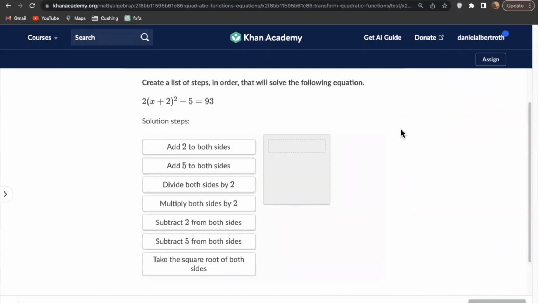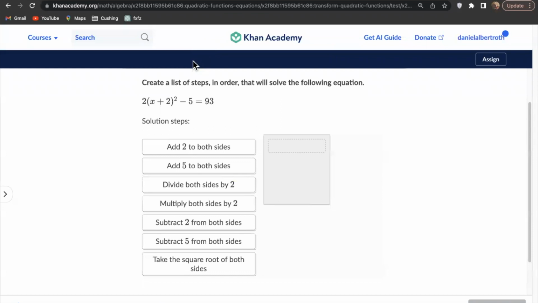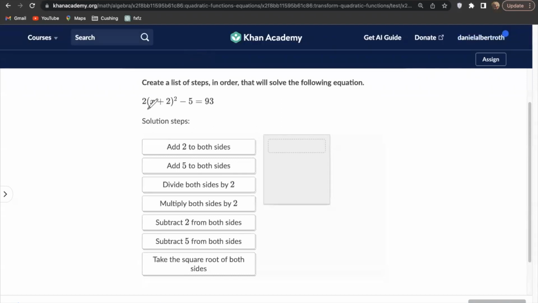Let's take a look at this one. All right. So this is a quadratic equation, and we're trying to solve it. There are different steps you could take here, but what it's asking you to do is put steps in order that would work. To isolate this x, you want to clean up everything around it until you can take the square root of both sides. Once you can, you're going to get positives and negatives. That's how you're going to get your two solutions.